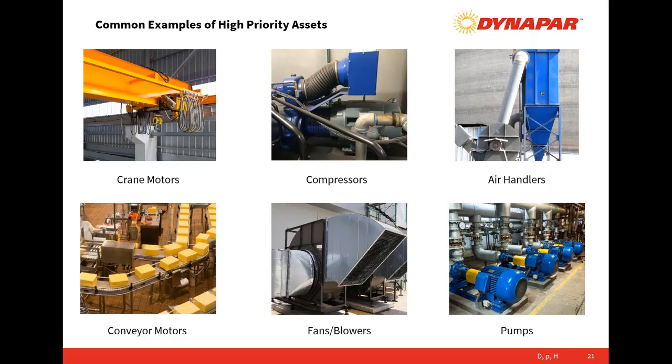Looking at this slide, common examples of high priority assets for condition monitoring are cranes, typically because of their difficulty of access and criticality. Compressors: if a compressor fails, it may shut down an entire plant. Air handlers and blowers are typically difficult to access on rooftops, especially in the wintertime. Conveyors: the failure of just one motor can halt production throughout a whole plant. Pumps are critical to process and cooling. Thank you for taking the time, and I will ask Mark to continue where I left off.